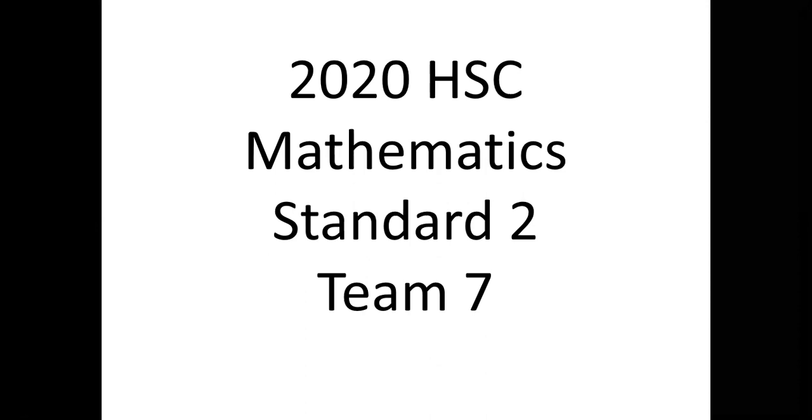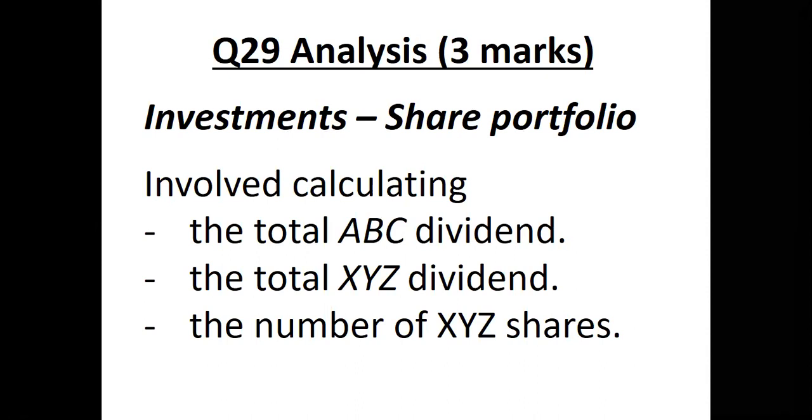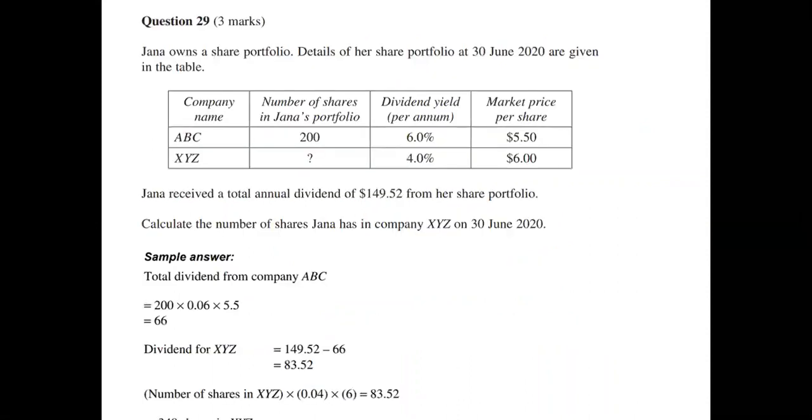Our first question was question 29, and this question involved the investments section of the syllabus and specifically share portfolios. It involved the students being able to do the following calculations. Find the total of ABC dividend, use that to find the total of XYZ dividend, and then use that to determine the number of shares. The question is shown there, and a sample answer is also given.